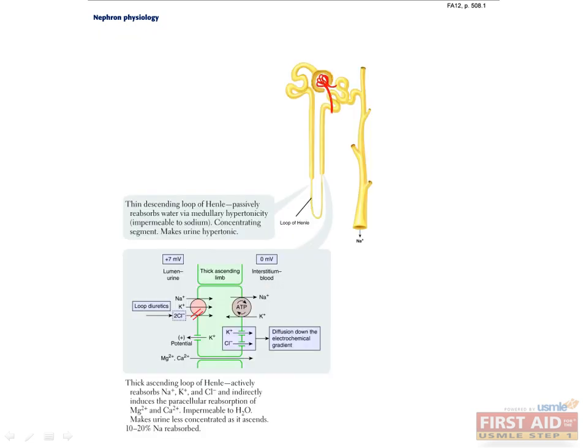Next comes the loop of Henle. This segment is important because it allows for solute reabsorption without isoosmotic absorption of water, and therefore it is the concentrating segment of the nephron. Specifically, the NKCC cotransporter absorbs 1 sodium ion, 1 potassium ion, and 2 chloride ions. This is a very important channel because loop diuretics such as furosemide inhibit this channel, leading to substantial diuresis with loss of sodium, potassium, and chloride along with water. This segment is also the site for magnesium and calcium absorption, which occurs paracellularly.